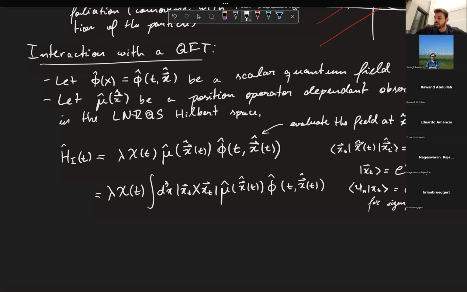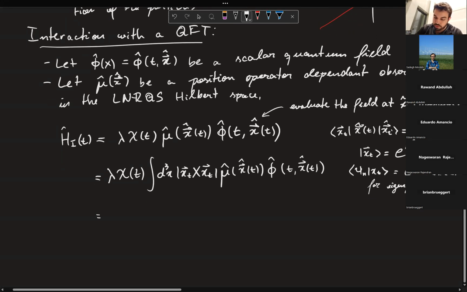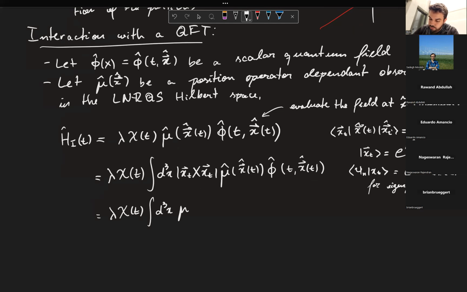Cool. All right. So what happens now is that inserting this identity here with the x can just go through the mu and the phi. So basically, I'm going to replace these by their values here. So this projector here is just going to replace each one of the x of t by simply x. So this will become an integral d3x of mu of x and phi of t, x. And of course, we keep the projectors here.